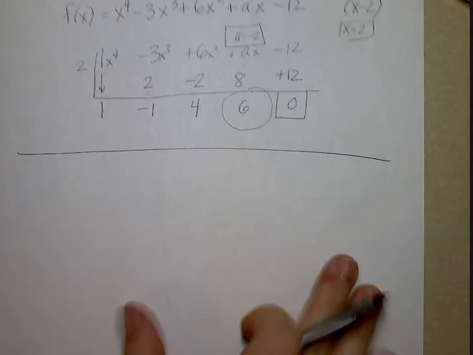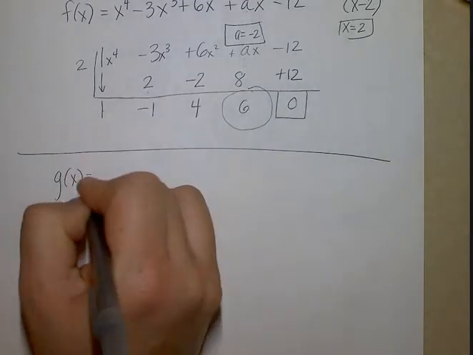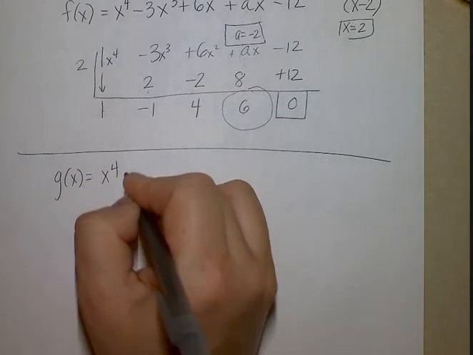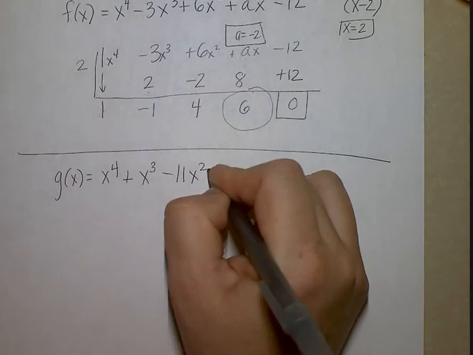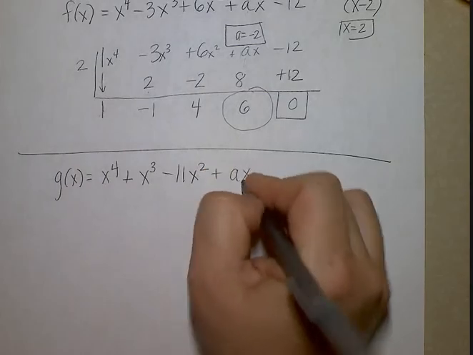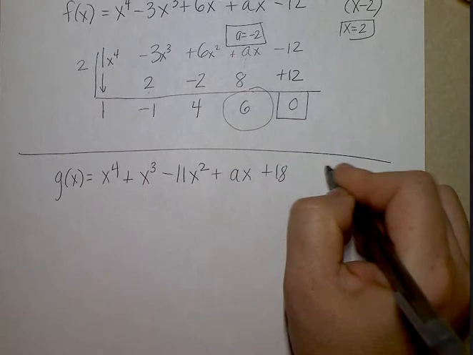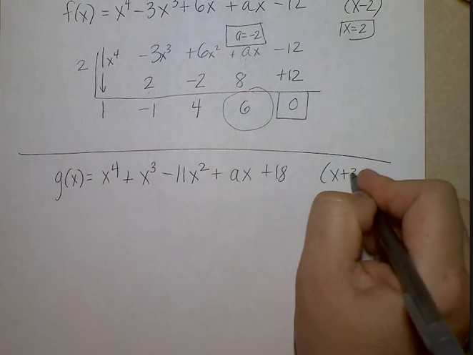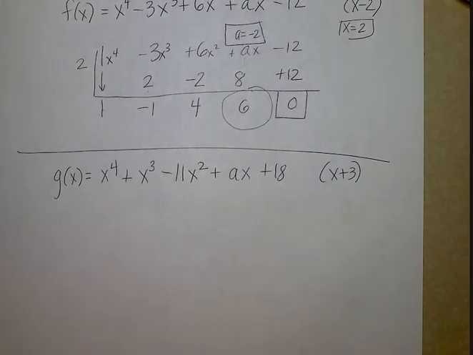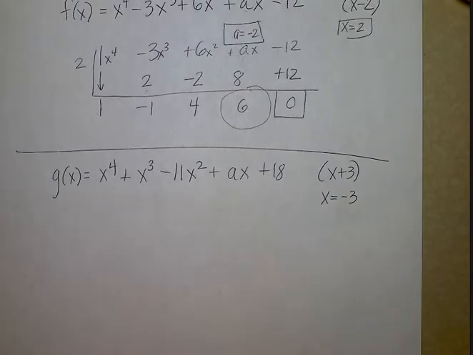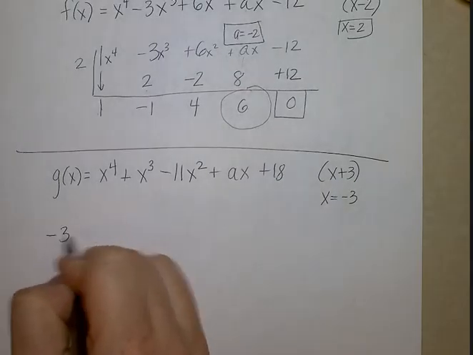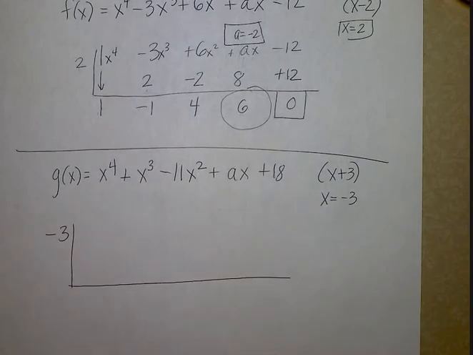Next problem, g of x equals x to the fourth plus x to the third minus 11x squared plus ax plus 18. And you're told x plus 3 is a factor of this function. So if it's a factor, that means x equals negative 3 is a solution. Make an upside down division box.